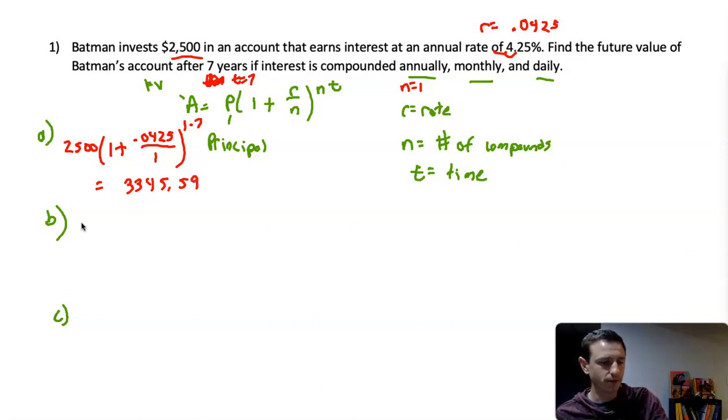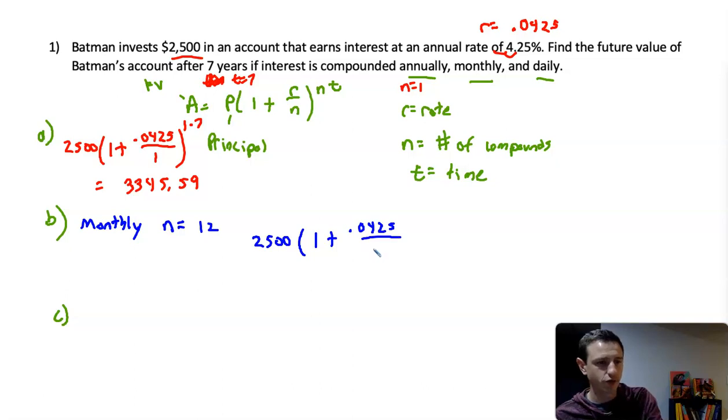Next, we want to do monthly. So how many compounds monthly? That's going to be 12. So that means we're going to have principal, 2,500, putting into the bank. 1 plus the rate is not changing, 0.0425. And we're going to compound this 12 times a year. And we're going to raise that to 12 times 7. 12 compounds in a year times 7 years. So we're going to do 0.0425 divided by 12 plus 1, raise that to the 12 times 7 times 2,500.